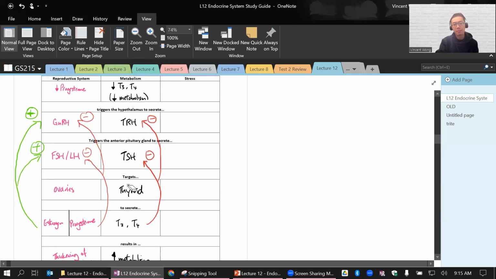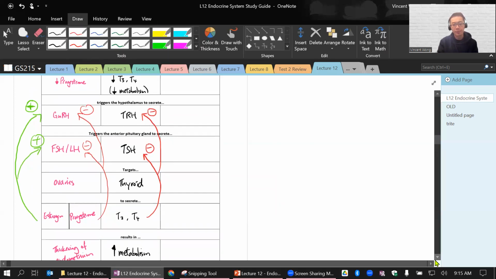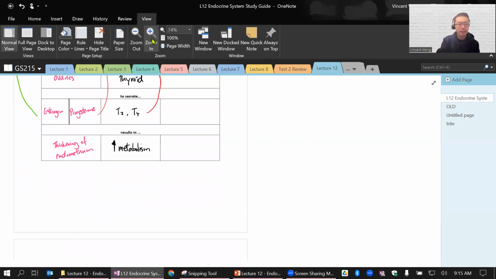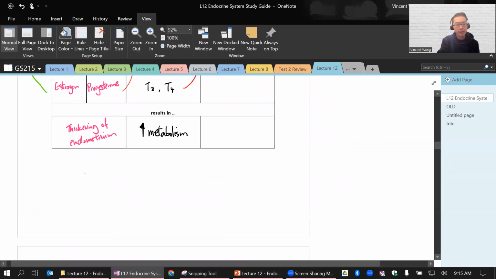Okay, now for some people it's hard to visualize this, so let me write it out for you. Okay, in a loop, maybe it will be better. Right. So let's say you have low metabolism again, low decrease in T3, T4. Okay, and that leads to a drop in metabolism, right? Make sense?